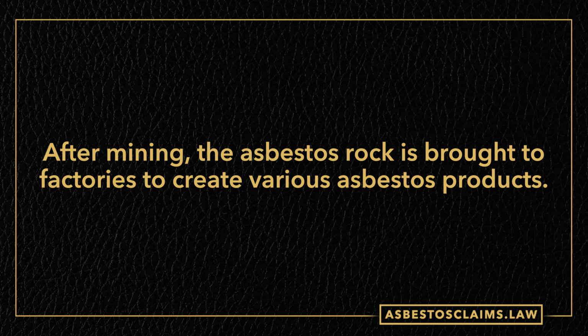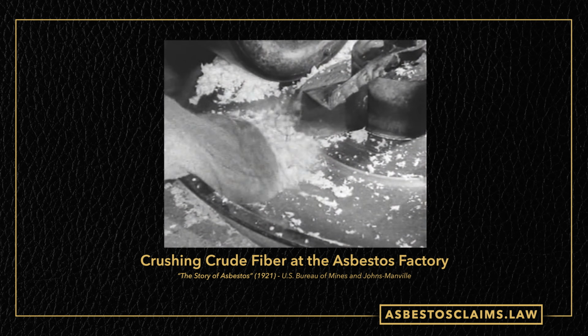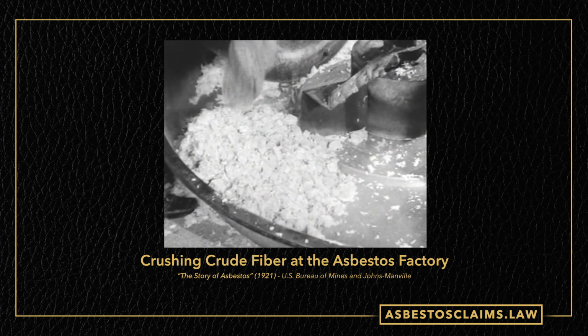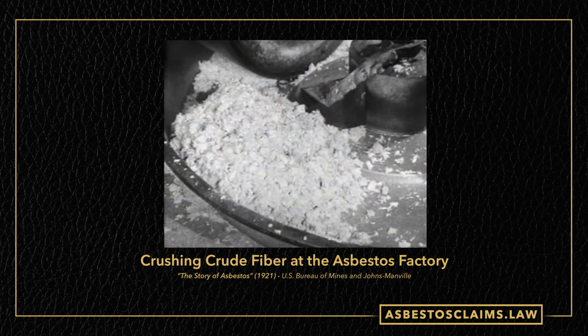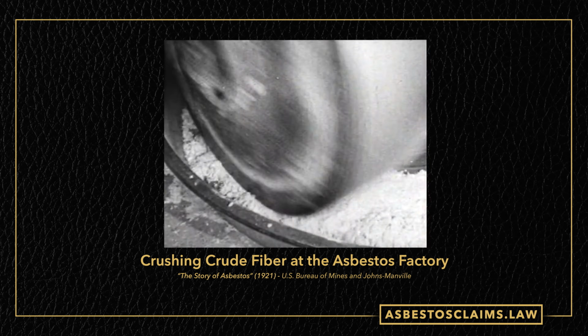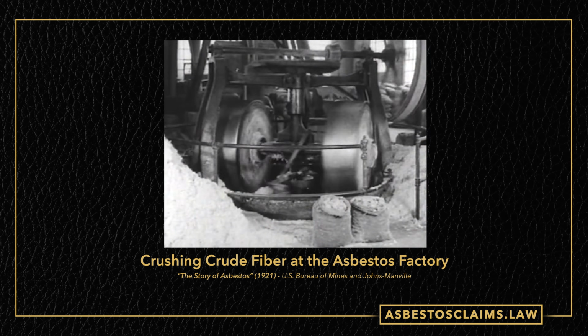So after the asbestos is mined, it has to go to the factories, and that's where they start actually producing the asbestos products. And the old school factory footage here is simply fascinating in how they used to do this. So now they're crushing the fibers at the factory, and those would have been probably 50-pound burlap sacks of asbestos. So 6,000-pound rollers. That must have been very difficult to build 100 years ago. So let's watch what this does. Just crushes that asbestos.